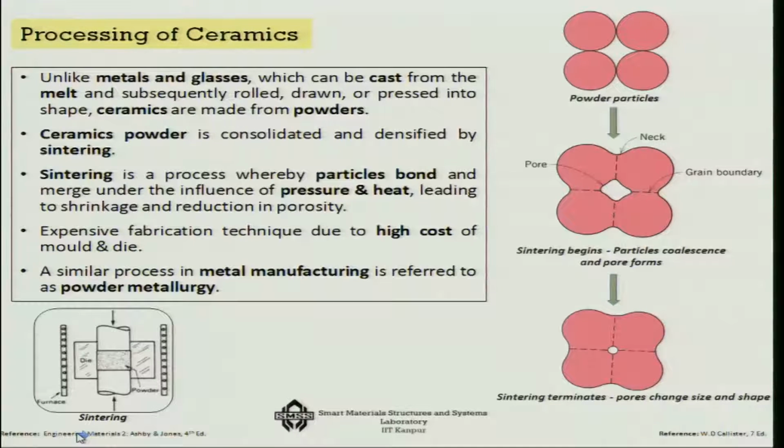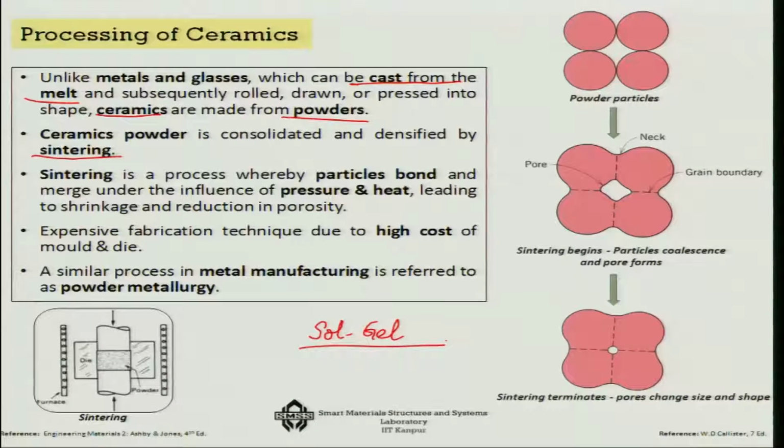Now, the first point is the processing of ceramics, because many of the properties of ceramics actually depend on the processing parameters and how this processing has been done. Unlike metals and glasses, which can be cast from the melt and subsequently rolled or pressed into shape, ceramics are generally made from powders, and there are two ways in which we can do it. One is the process of sintering, with pressure and heat, which we will talk about today. Another process, which I will talk about later for piezoelectric ceramics, is known as the sol-gel process. In the sol-gel process you do not need the application of heat, but right now the more traditional one is sintering, and that is what I will be discussing in this lecture.